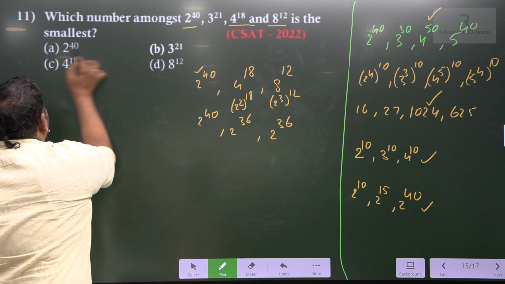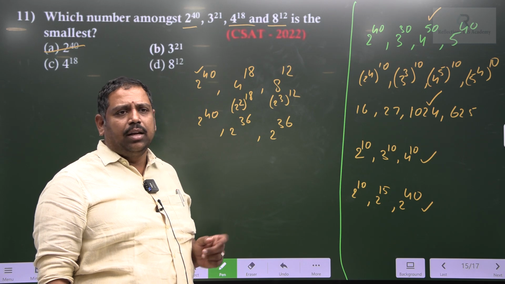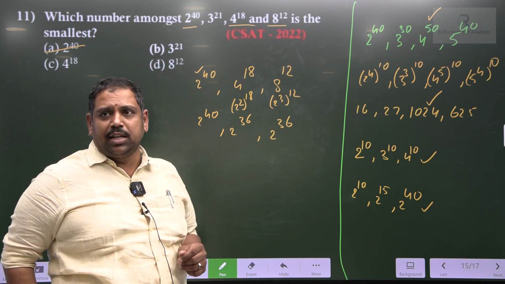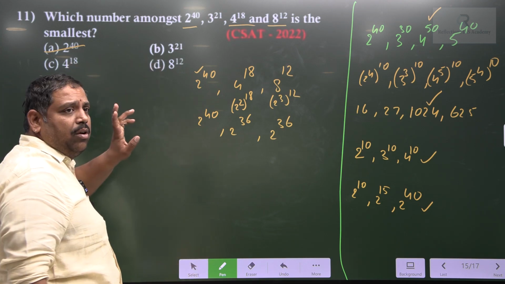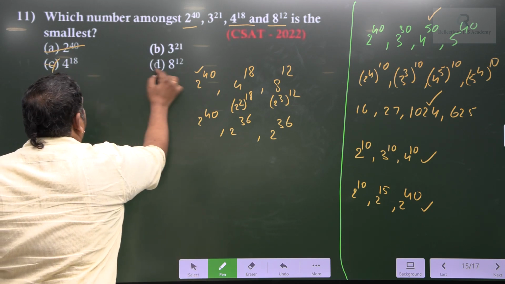First of all, I am striking out this one. These two are equal, right? If you say that is the smallest, 2 options should become the smallest, yes or no? 4 power 18 and 8 power 12, yes or no? But 2 options will be smallest or will not be smallest? So these two are ruled out. So answer will be?